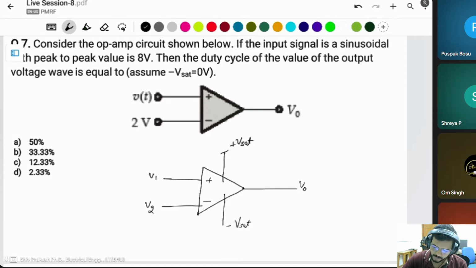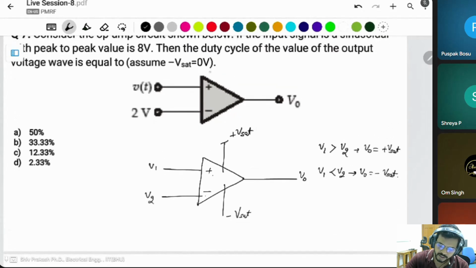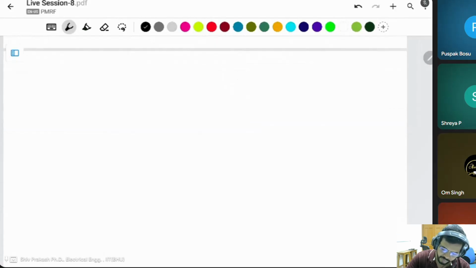In this case, if V1 is greater than V2, it means the positive terminal voltage is greater than the negative terminal voltage, then V output is equal to plus V saturation. If V1 is less than V2, it means the negative terminal is greater, then the output voltage is minus V saturation. In this case, minus V saturation is 0. Suppose this is not given, then simply I draw the circuit waveform.